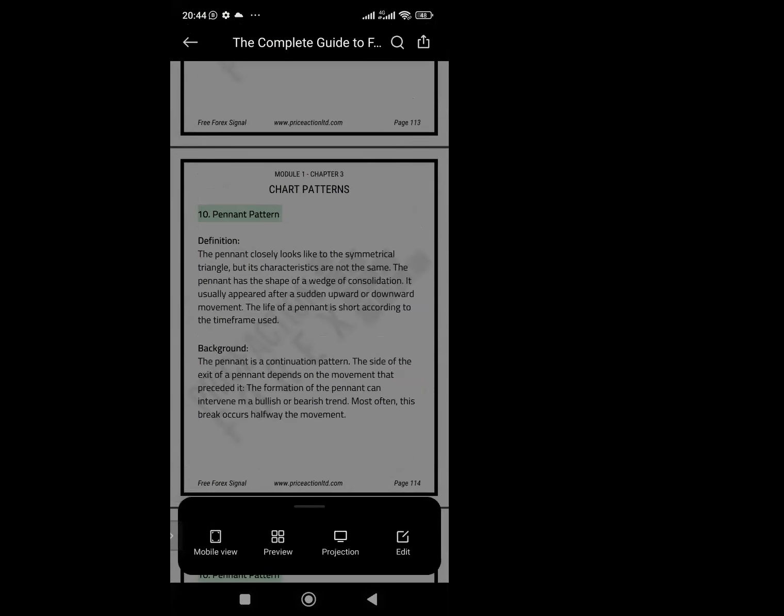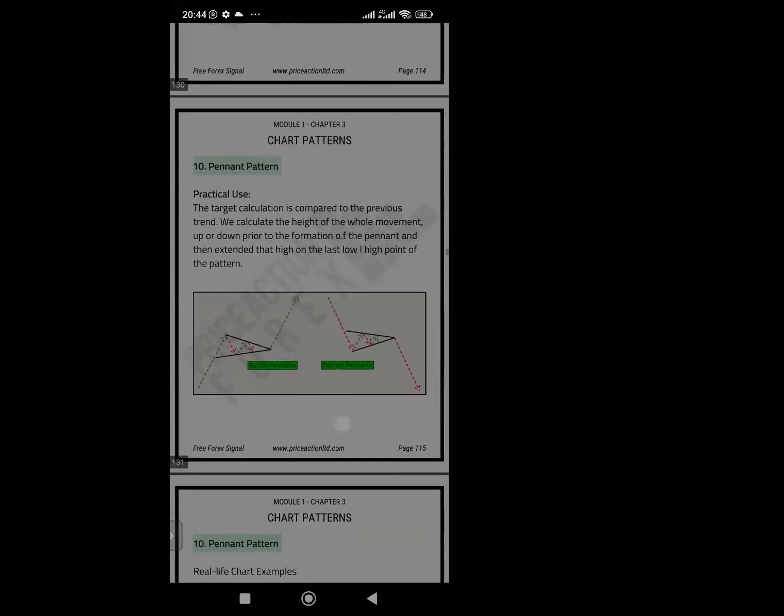All right, look at this. The target calculation is compared to the previous trend. We calculate the height of the whole movement up and down prior to the formation of the pennant, and then extend that height from the last low. So what they mean is that long candle or long movement you see, they measure the movement and expect it to do double of that movement, like expected to make that height of that movement from the breakout, just like they illustrated here.